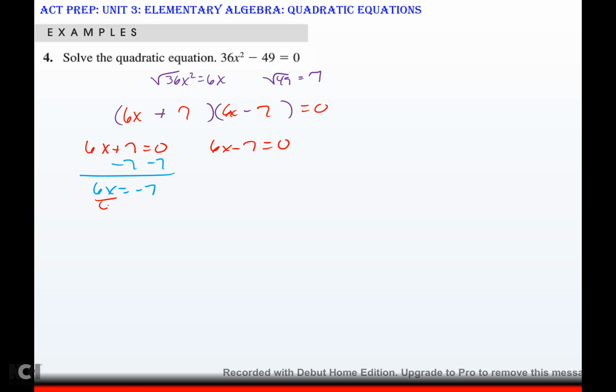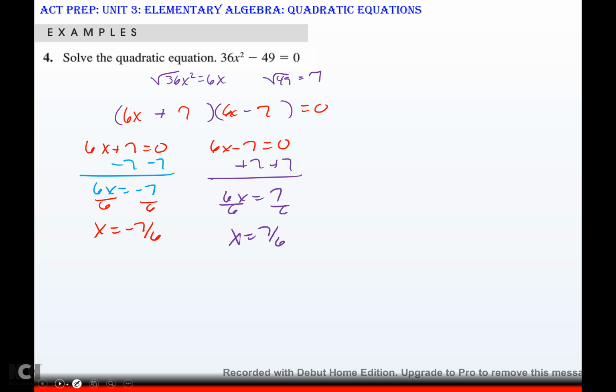Divide by 6, and x equals negative 7/6. Solve the second one, add 7 to both sides. I get 6x equals 7. Divide by 6, and x equals 7/6.